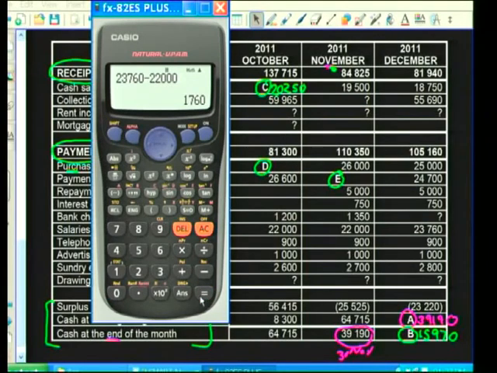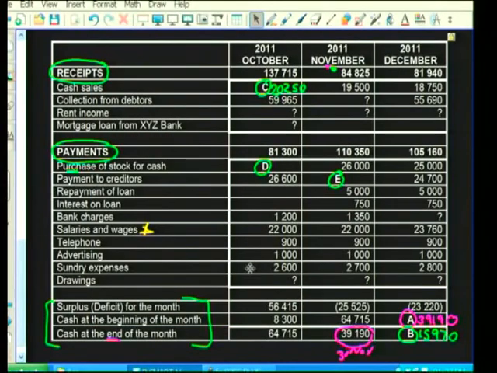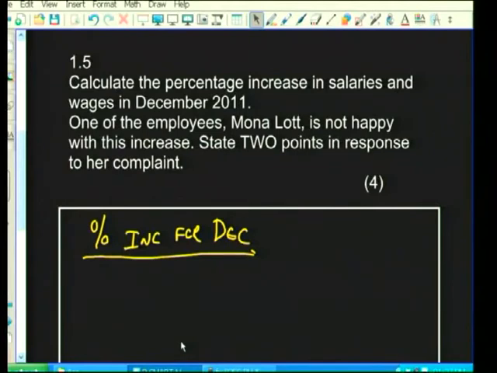So the increase is 1,760. I'm going to take my increase, divide it by the 22,000, guys, and times it by 100 to get my increase, which is 8%. Not difficult to calculate. Let's go back to our answer sheet, and remember, you show us calculations, but the percentage is 8%. Then we've got this one employee, Mona, who is not happy with this increase. State 2 points in response to this complaint that she's got.